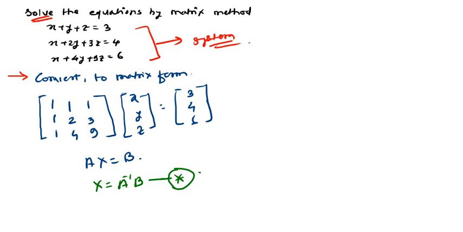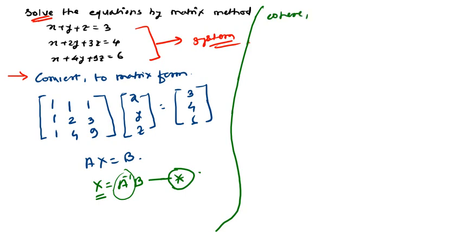From this equation star, we will get the value of the matrix of unknowns using the inverse of the matrix and the matrix B. By the adjoint method, the inverse of the matrix is 1 upon determinant of A into the adjoint of the matrix A. So consider the matrix A.